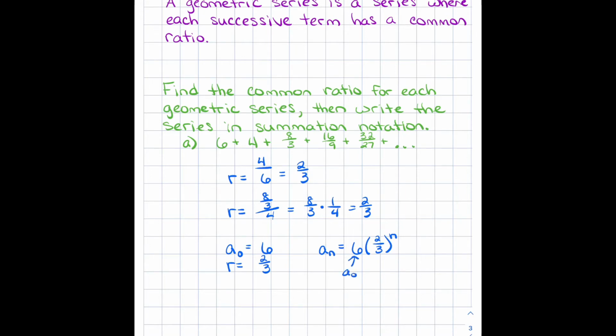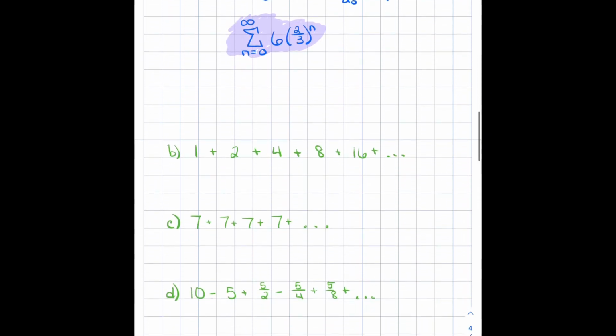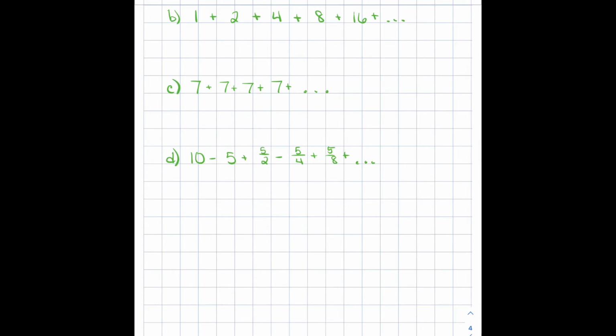So every time we write a geometric series, here's the original term, a sub 0 term, and there's the common ratio. If I were to write this in summation notation, because notice the plus dot dot dot, I would write it like this. n starts at 0. Since the dot dot dot, we're going to infinity, and the expression is 6 times 2/3 to the power of n. So that's what I'm looking for on these, and I'm going to give you a couple more to try. See if you can write these all in summation notation or sigma notation. So here are 3 more. Give it a whirl. See what you can do.